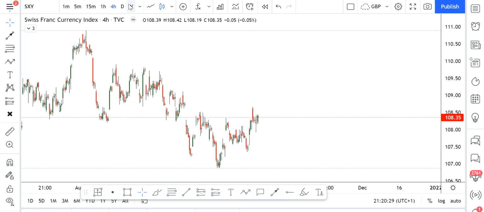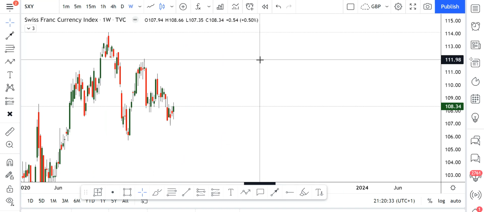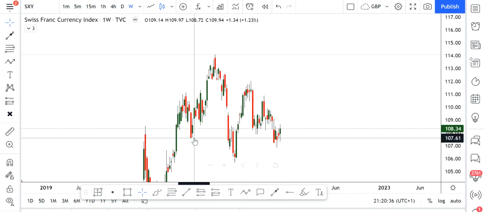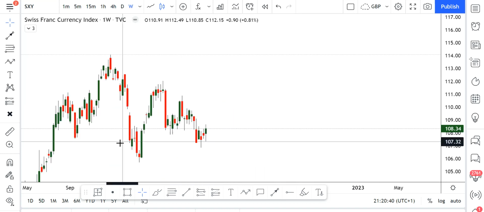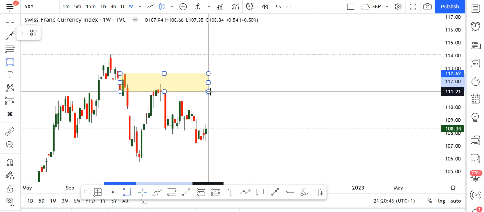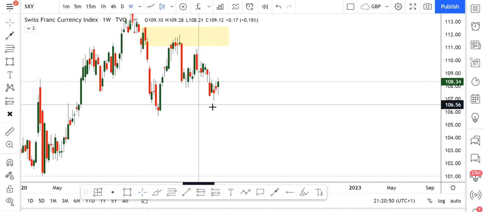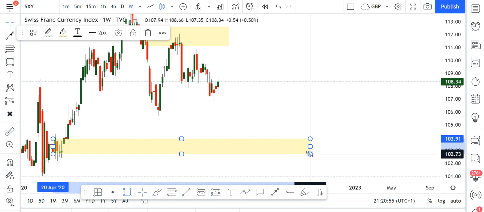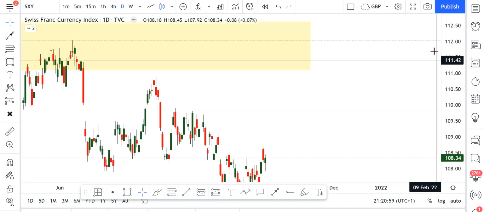Now the next pair we have here is the Swiss franc, the index for CHF. Now we've made a high, then we came down, we moved to the upside. Now at this particular point, we broke to the downside. Now we came back to a supply zone here, and from here, we can see that price is already trying to move to the downside, maybe come to this weekly demand zone. Now, if we go to the daily, what can we see?